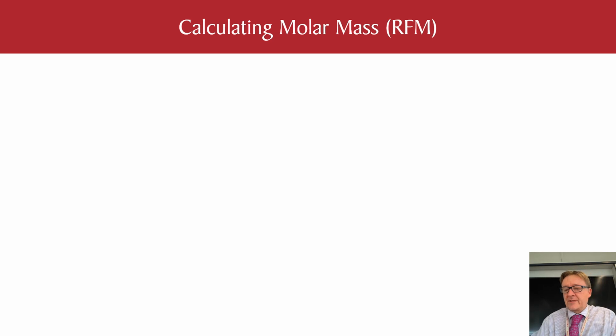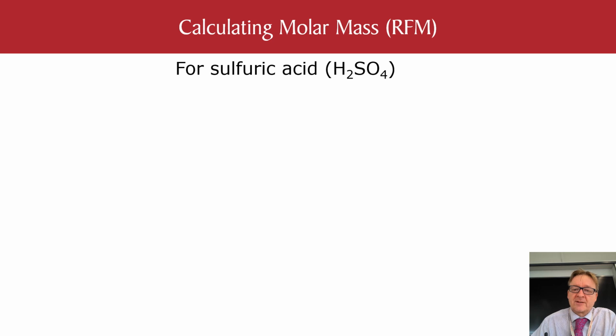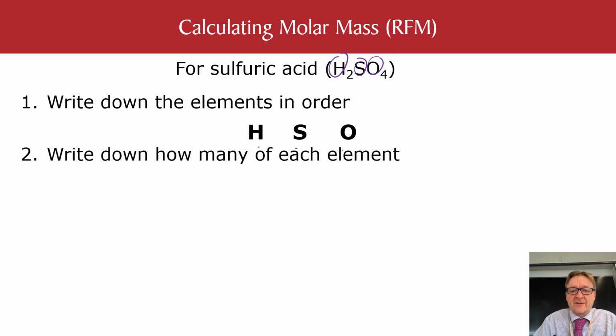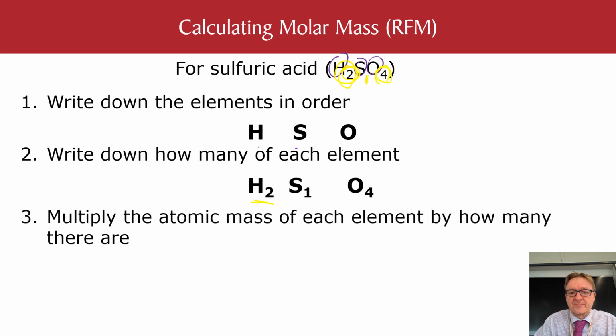Okay, in this section I'm going to show you how to calculate the molar mass, the relative formula mass, and we're going to do sulfuric acid. First thing you do is you write down the elements in order. So what I've got here is hydrogen, sulfur and oxygen. Then I write down how many of each element. Hydrogen, because there's a little 2 there, that means there's 2. If the sulfur hasn't got a number after it, that means there's a 1. And oxygen has a 4 after it, which means there's 4 oxygens.